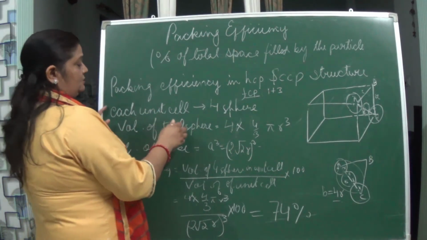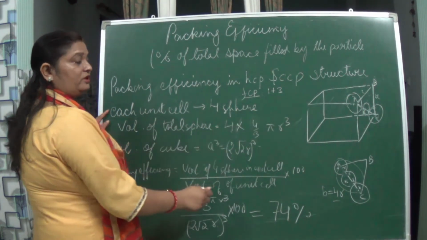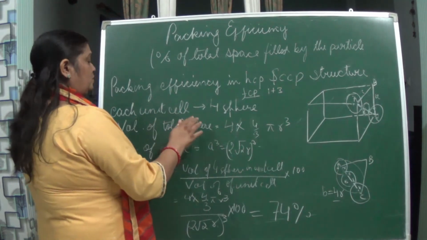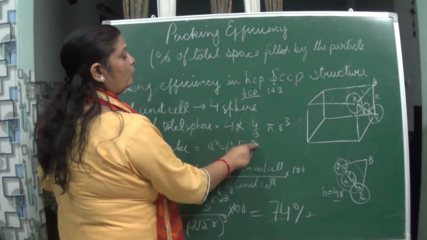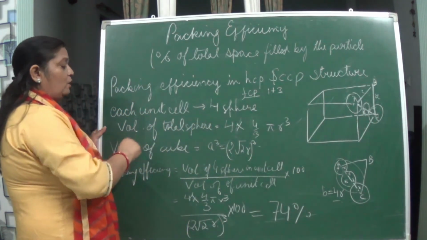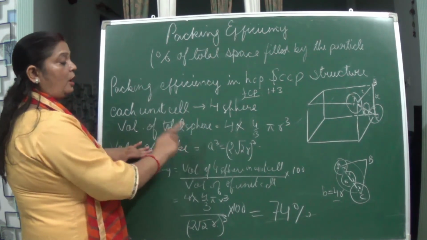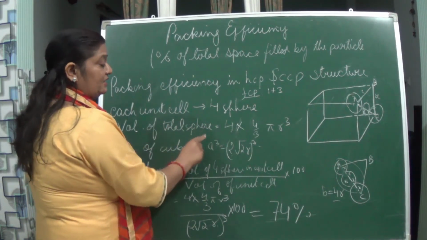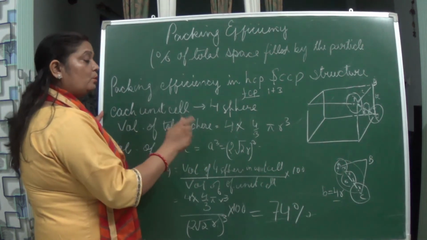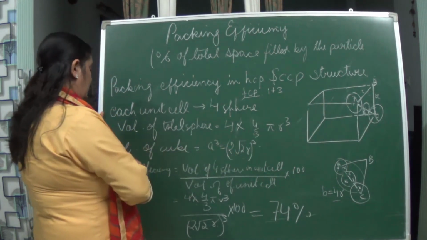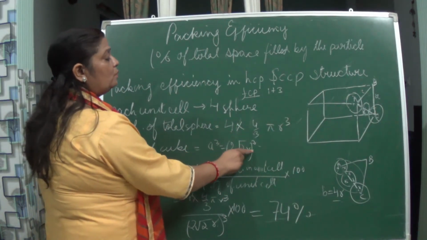Okay, so now the total volume of the spheres will be how much? The volume of a sphere is given by the formula 4 upon 3 pi r cube. Here how many spheres are there? 4. So 4 into 4 upon 3 pi r cube. Now the volume of the cube: if I am talking about only one a, its value is 2 root 2 r. But to take out the volume of the cube, it becomes 2 root 2 r whole cube.